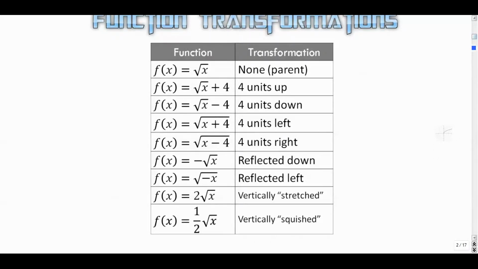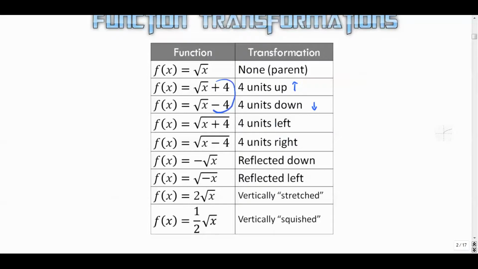Well, these are the different types of transformations. So we start up here with our parent, right? That's our regular root function. I'm just going to give you examples based off of that. Everything in this list here is based off of the square root function. You can see that the first one adds a 4 onto the end, and that shifts up 4 units. When there's a -4 at the end, it's down 4 units.